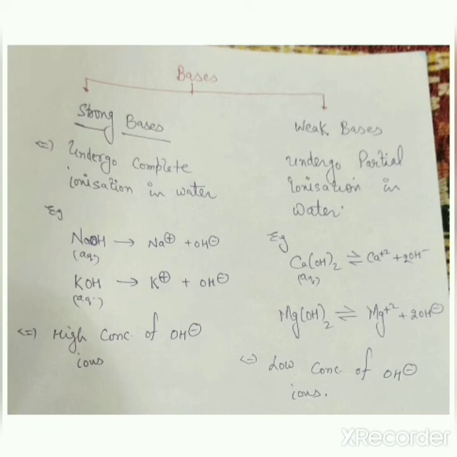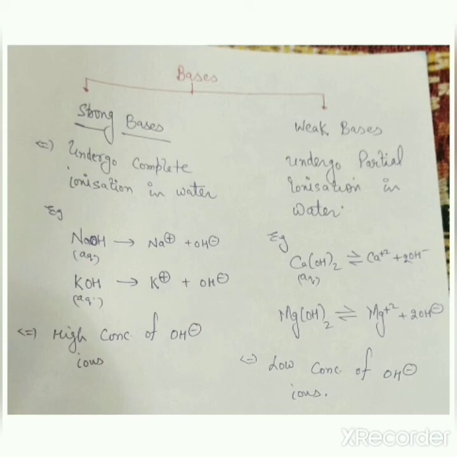Weak bases undergo partial ionization in water. It means they dissociate around 30 to 40% of their ions into water. Example: Ca(OH)2, calcium hydroxide, or we can say lime water. Calcium hydroxide is also known as lime water. So lime water does not undergo complete ionization. Magnesium hydroxide, Mg(OH)2, is also known as antacid. It relieves the pain of acidity.